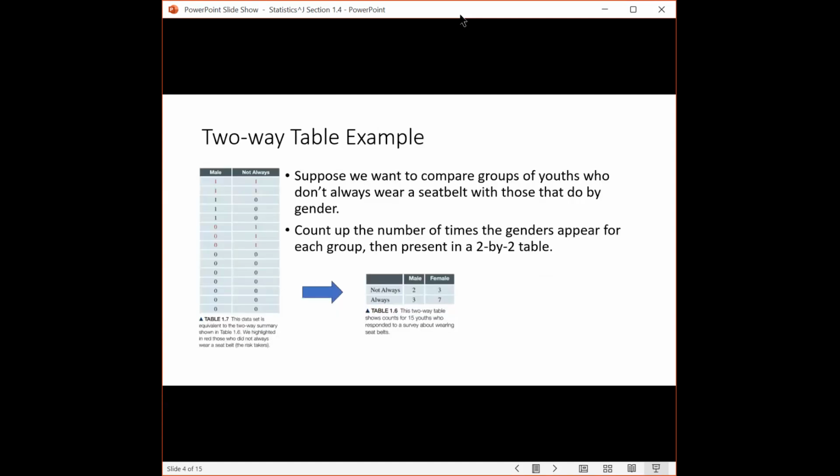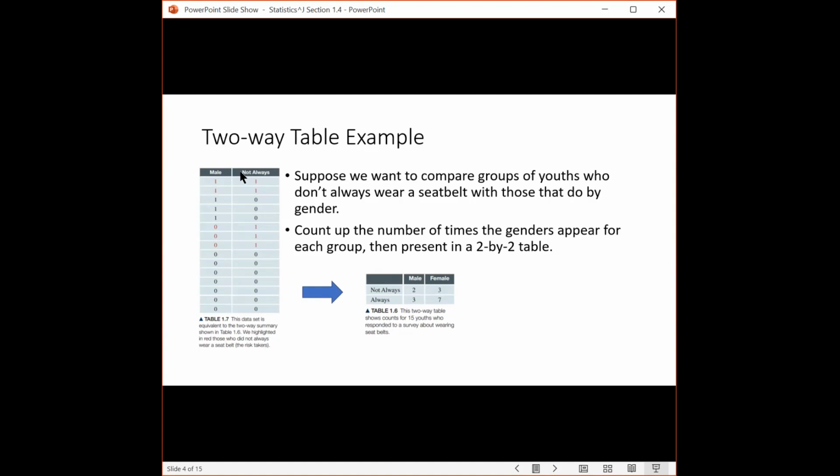Let's look at an example. On the left here, we have individual data. One column is male, which tells us the gender of the individual. The ones would be true for being male, so those are the men, and the zeros are false for male, so they're the opposite of being male, which is female.